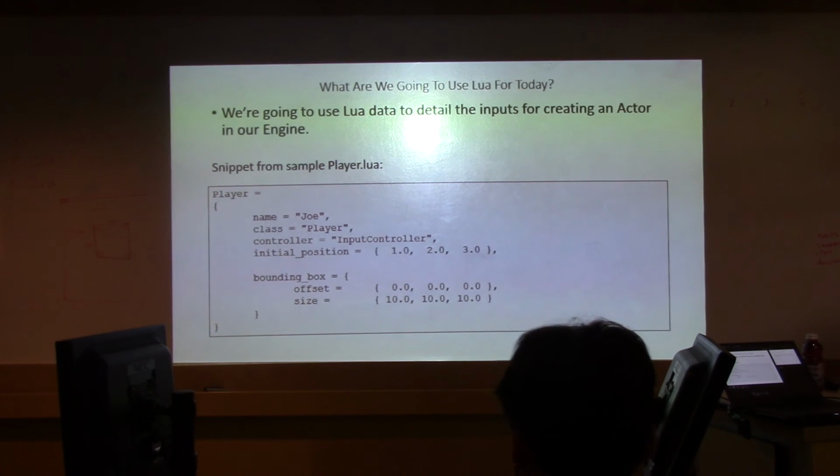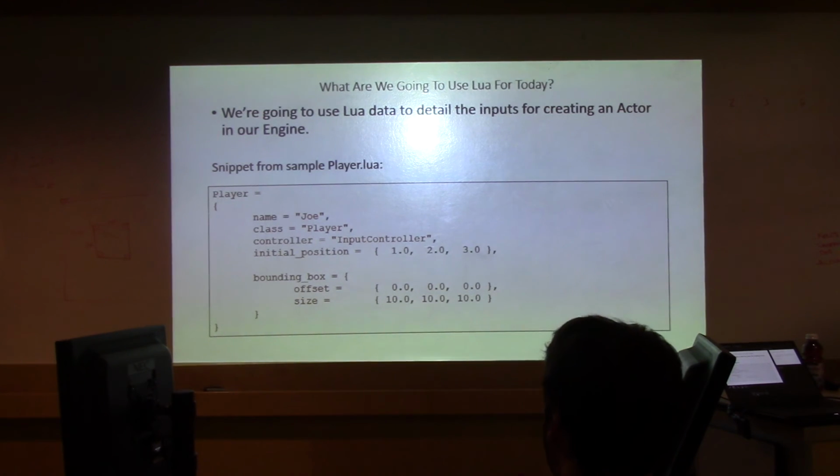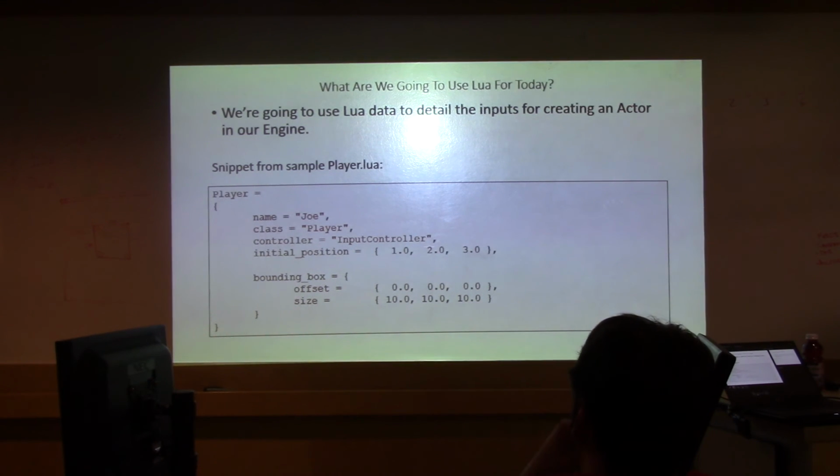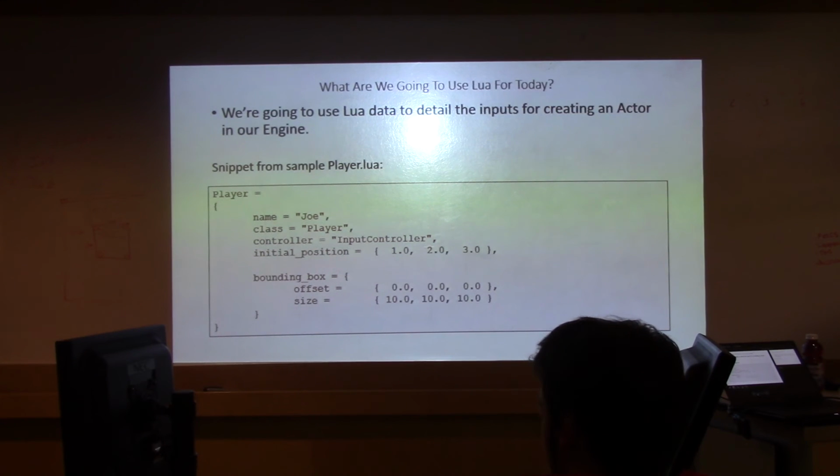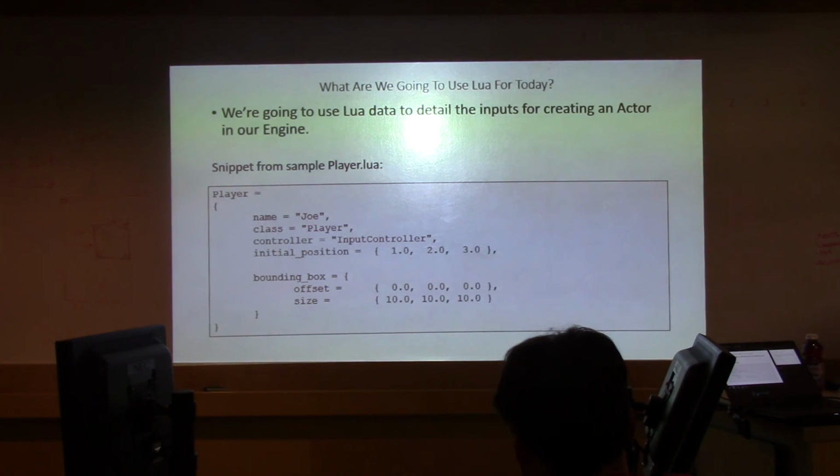I've got a name, a class, I just kind of made that up. What controller I want on it. Here I want the input controller, which is the controller that takes user input and makes the thing move. I've got an initial position for it, and again, my initial position is the key, and the value is a table of 3 anonymous values. And then I have a bounding box table, which has 2 values.